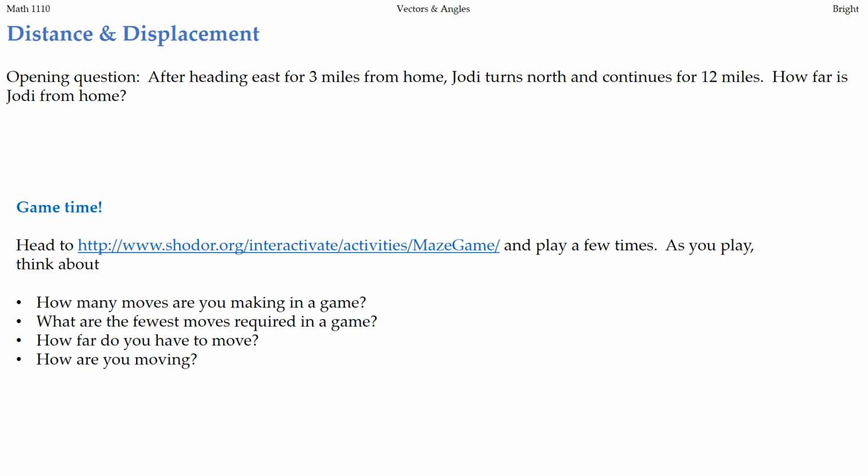It's kind of fun. It's kind of like Minesweeper, but you get to see where all the mines are. But the idea is you're going from one target to another, and so you want to know how many moves you can make, or some challenges you might want to try. How many moves are you making? What are the fewest numbers? How far do you have to move? And how are you moving? So go ahead and play that on your own time.